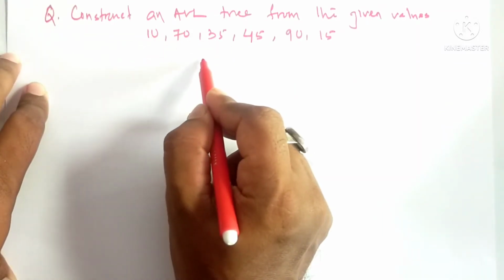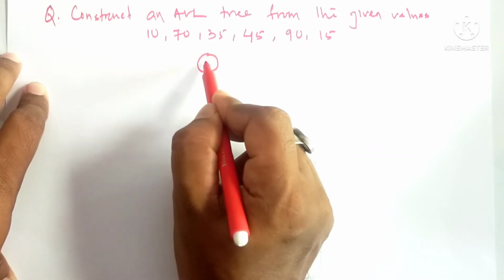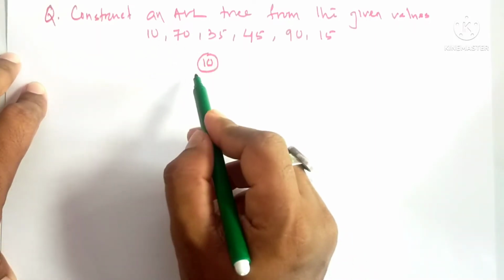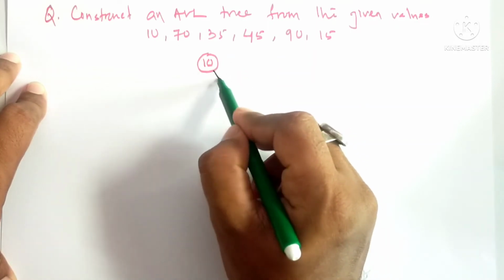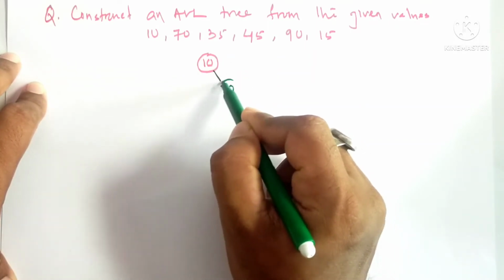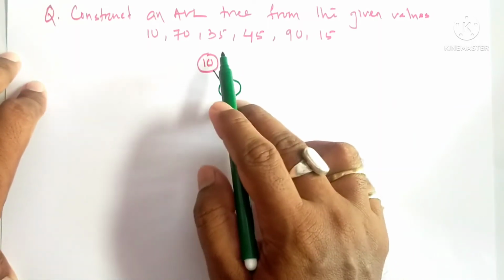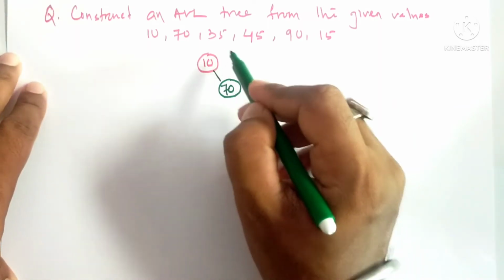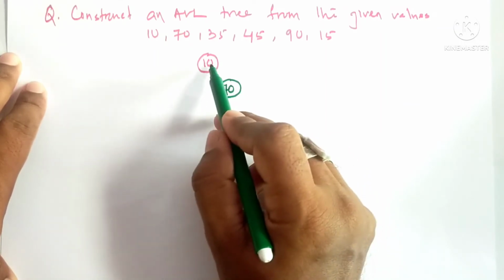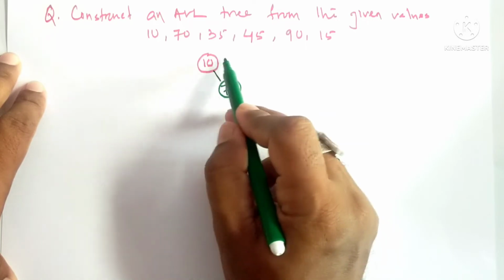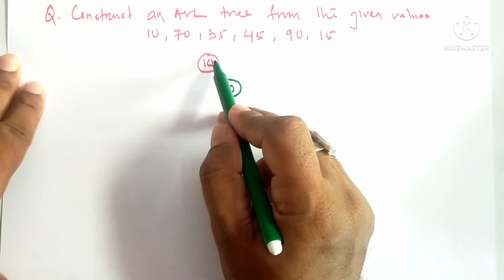So first value is 10. So we'll arrange in terms of your binary search tree. So we place the first value 10. Then next value is how much? 70. 70 is greater than your 10. So we placed it on the right child. Then next value. So what is the balance factor? Balance factor here is 0, here left subtree is 0, right subtree is 1, 0 minus 1. So it's your AVL tree, no issue.